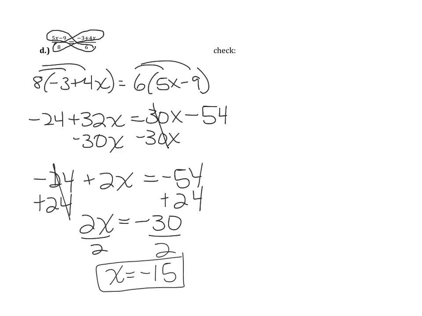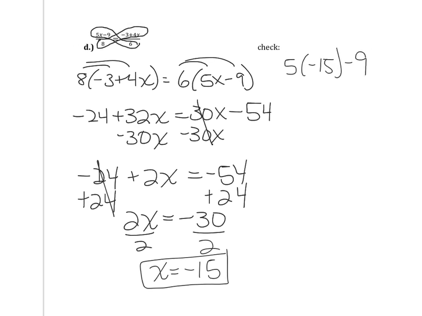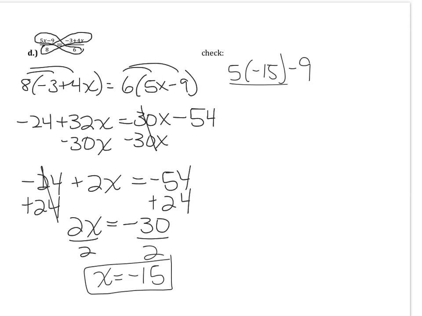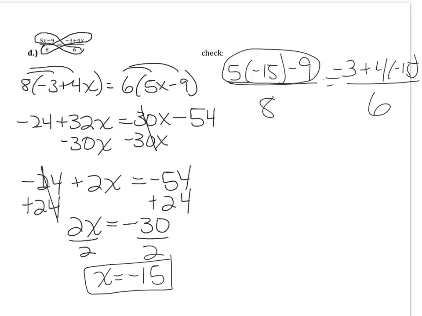All right? Now when you do the check, you actually have to do some math at the top. So I'm going to have 5x minus 9. So instead of 5x minus 9, I'm going to put 5 times negative 15 minus 9 over 8 equals negative 3 plus 4 times negative 15 over 6. So now do the math at the top first, all right? So 5 times negative 15, well, that is negative 75 minus 9 over 8. Well, negative 75 minus 9 just happens to be negative 84 over 8 now.